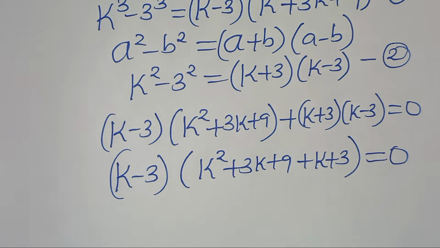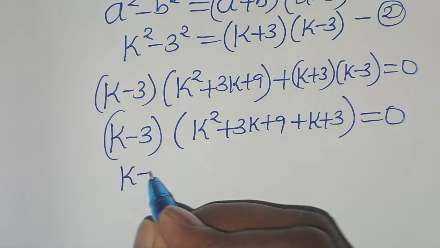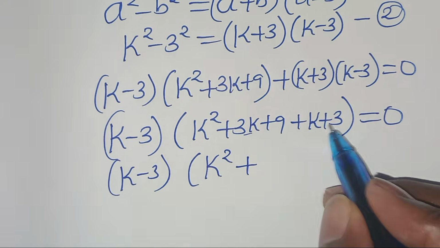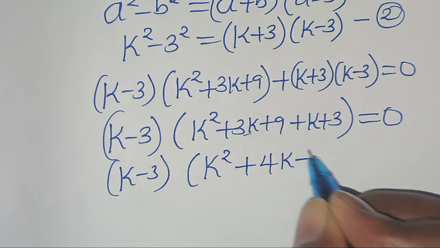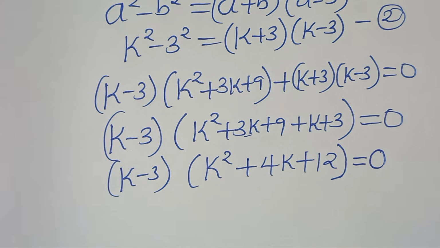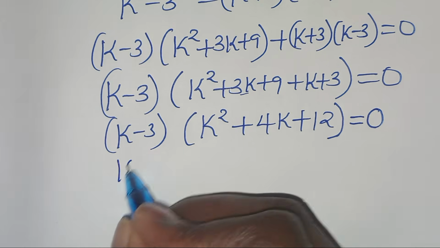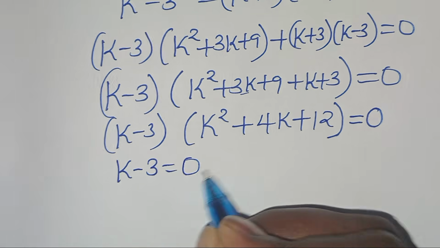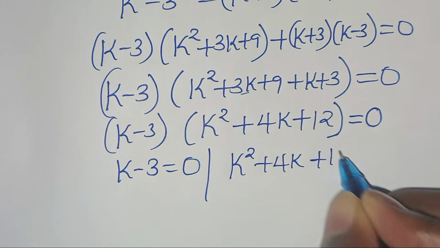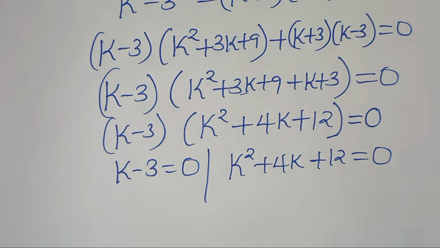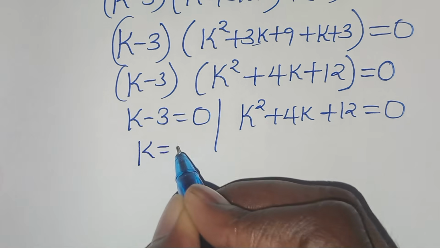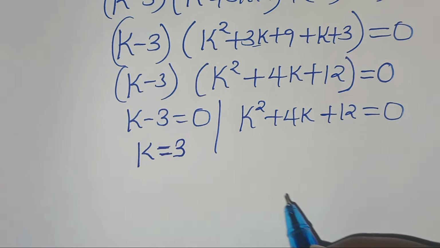This is equal to 0. So this is k minus 3. This is k squared plus 3k plus k, this is 4k, then plus 9 plus 3, this is 12. Close the parenthesis. This is equal to 0. So this is k minus 3, this is equal to 0. Then k squared plus 4k plus 12, this is equal to 0. Now we have that k is equal to 3.